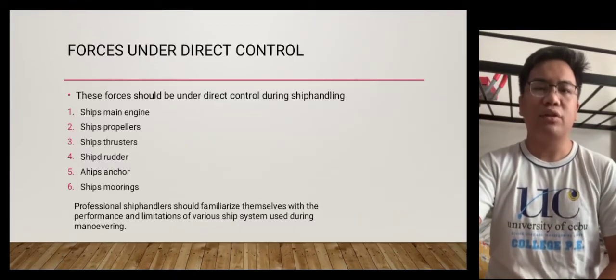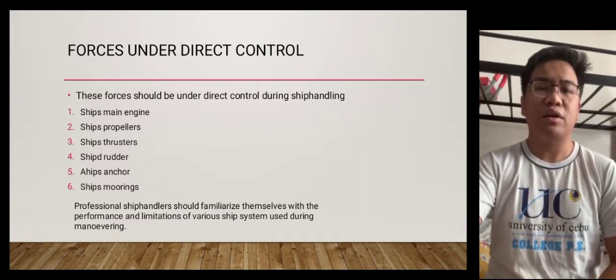So, forces under direct control. These forces should be under direct control during ship handling. Examples are: first, ship's main engine; second, ship's propeller; third, ship's thruster; fourth, ship's rudder; fifth, ship's anchor; and sixth, ship's mooring. Professional ship handlers should familiarize themselves with the performance and limitation of various ship's equipment used during the maneuvering.